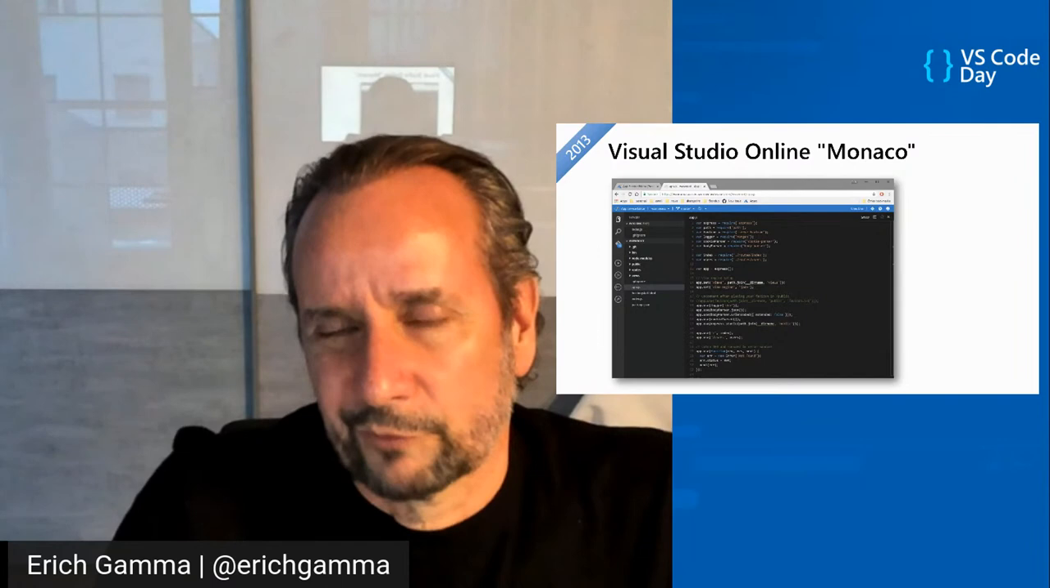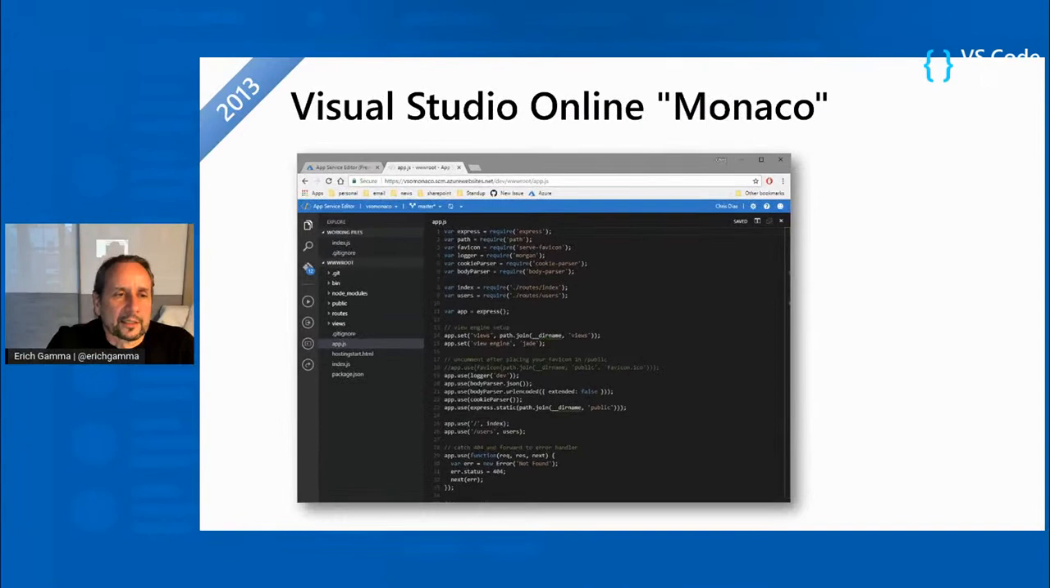By 2013, we were ready to ship this workbench in a product. This was what we called Visual Studio Online "Monaco," which allowed you to edit Azure websites online. If you look at the screen, you see we had an Explorer, Git integration, and search. You could run your program and so on. This is all good. We're very happy.